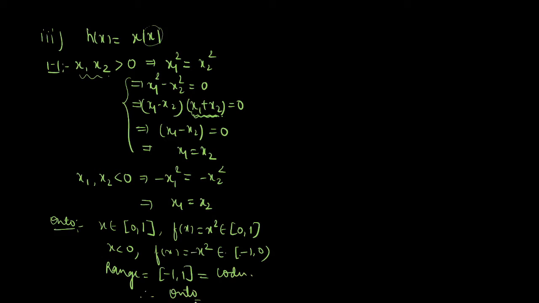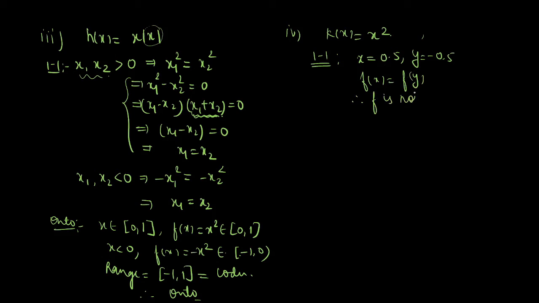Okay. Now in the last part, the function is k(x). k(x) is equal to x square, and this is defined from minus 1 to 1. First I will check for one-one. Is it one-one or not? Okay, so consider x is equal to 0.5 and y is equal to minus 0.5. Again we will do the same thing. f(x) is equal to f(y), but x is not equal to y. So therefore f is not a one-one function.